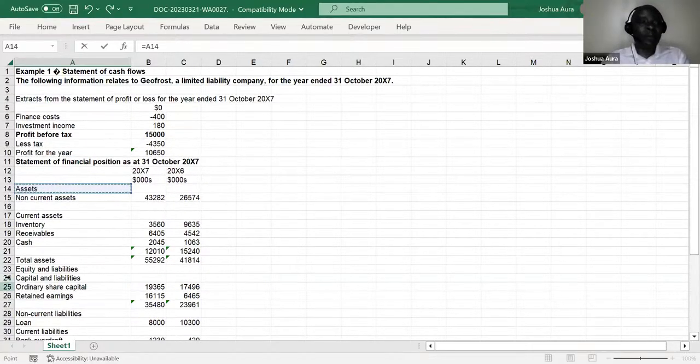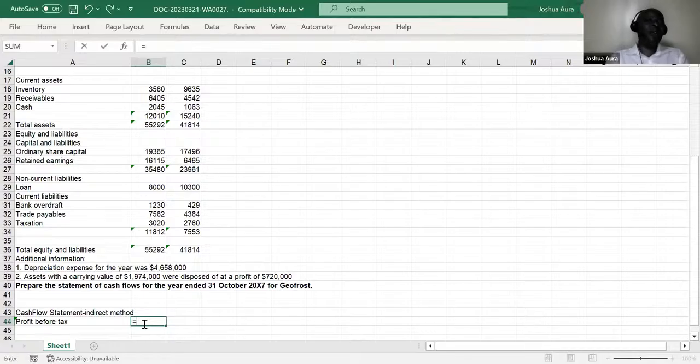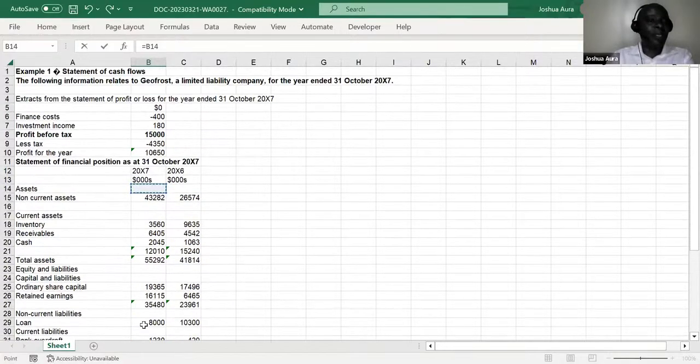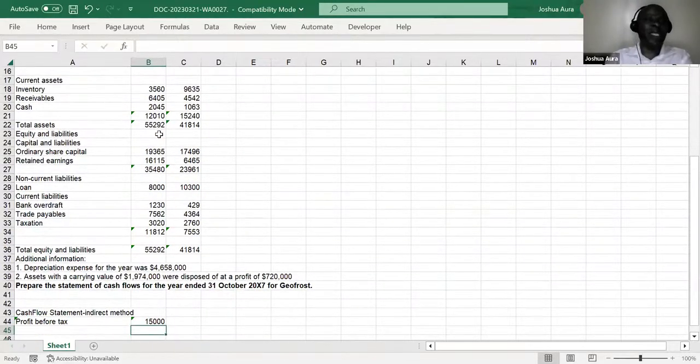Profit before tax is here. This is what I would want to pull down there. So my profit before tax is now here. The figure is given, I only need to put it here with an equals sign, then page up to see my profit before tax figure, and then enter, so that this 15,000 figure has already been picked up. Great.